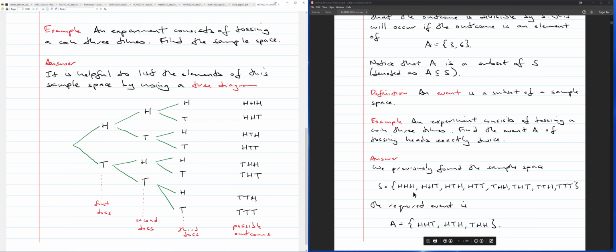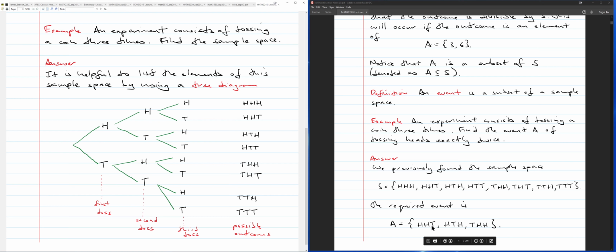All you need to do is look among these 8 outcomes and choose the ones where you get a head exactly twice. And that would be these 3 over here. So this is the required event, the event of obtaining heads exactly twice. So we got that from the sample space.